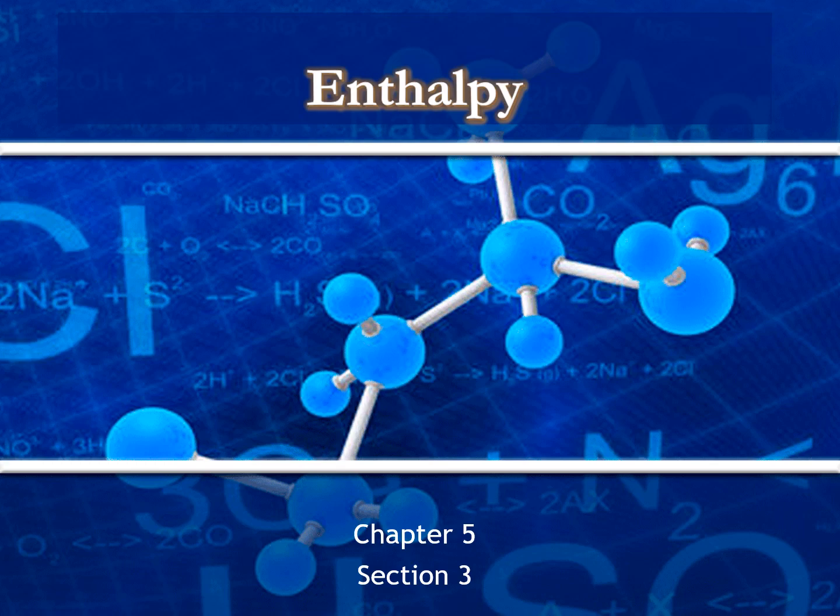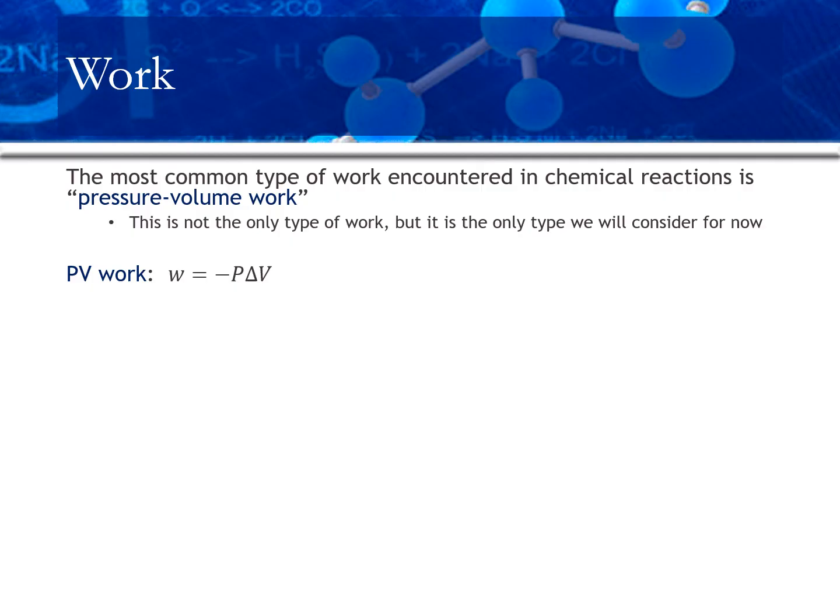In section 3 of chapter 5, we're going to talk some more about work and heat, and we're going to introduce a new state function called enthalpy that will help us describe what goes on in chemical reactions. So let's start by talking more about work.